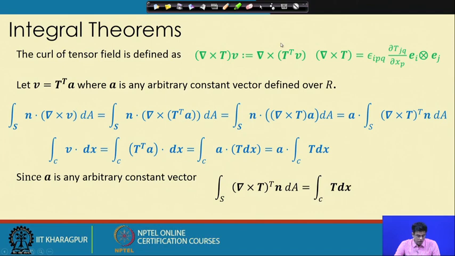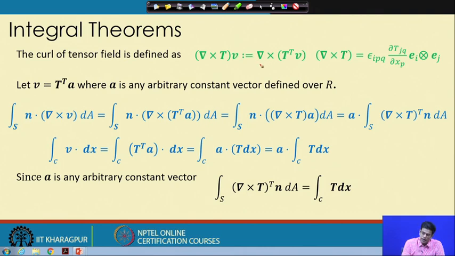Right. So, the curl of a tensor field, if you know the definition: del cross T over V is actually del cross T transpose V. So, similar to the previous case, del cross T I can write with this component and this tensor product e_i tensor product e_j. Now, similar to the previous case, I assume that the vector V is T transpose A, where A is an arbitrary constant vector over R.